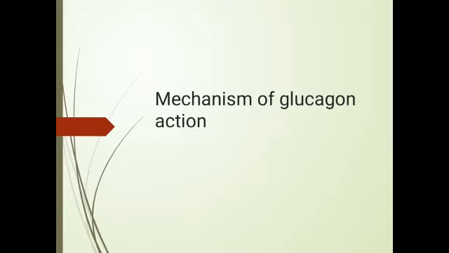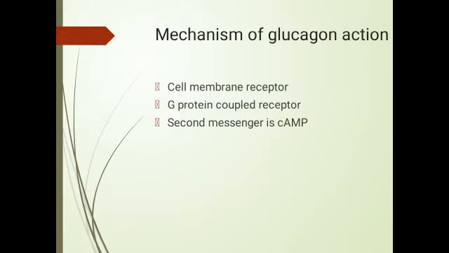What is the mechanism of action of glucagon hormone? Glucagon is a protein hormone, so it has a cell membrane receptor, and the receptor belongs to the G protein coupled receptor family. And the second messenger involved is cyclic AMP.